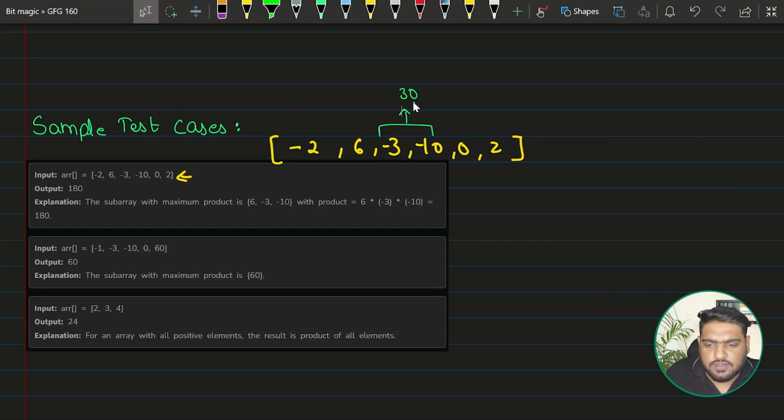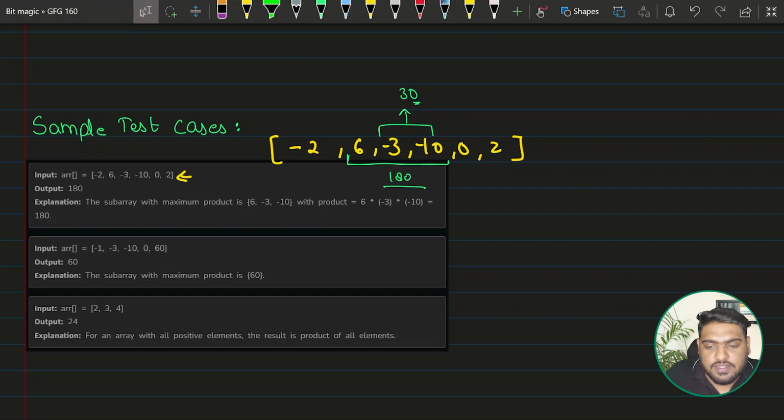So yes, it is still a bigger number, but can we have a bigger number than 30? Indeed, we can. Let's suppose we include 6 as well. Then what will we have? We would have 180, right? Quite a big number. Can we take any bigger subarray than this?